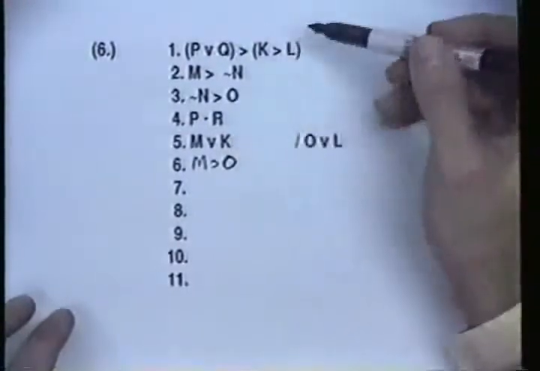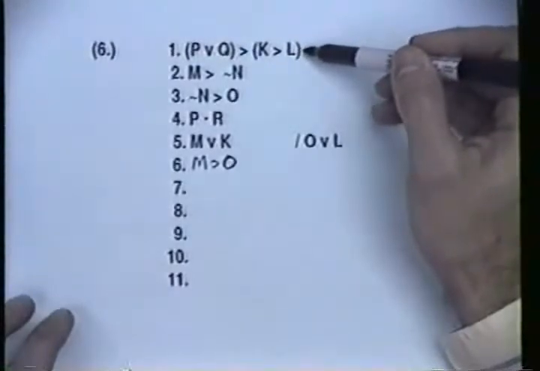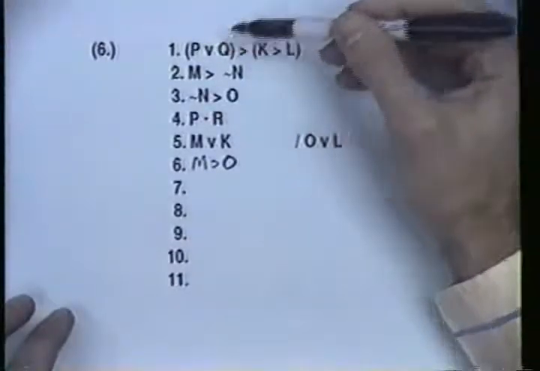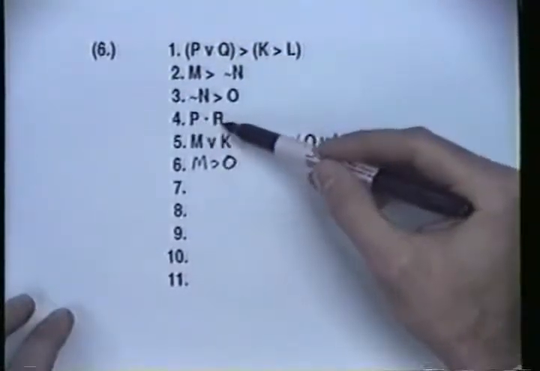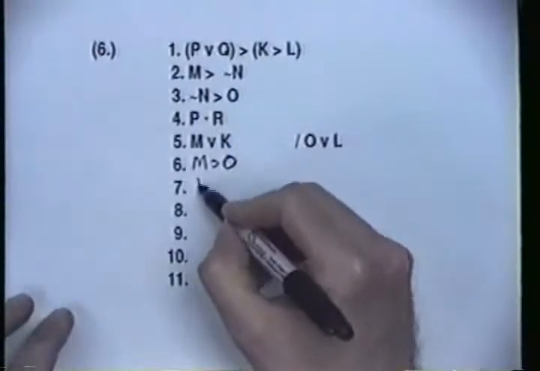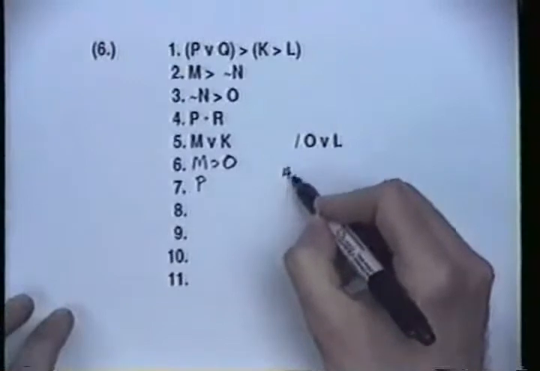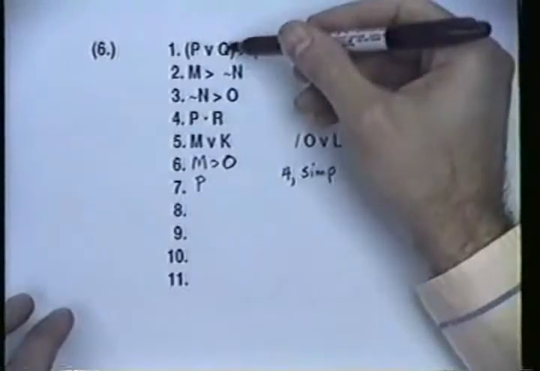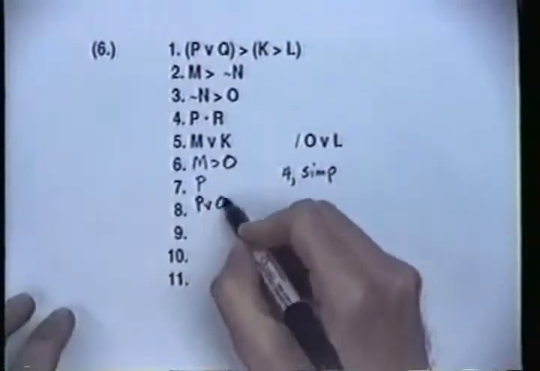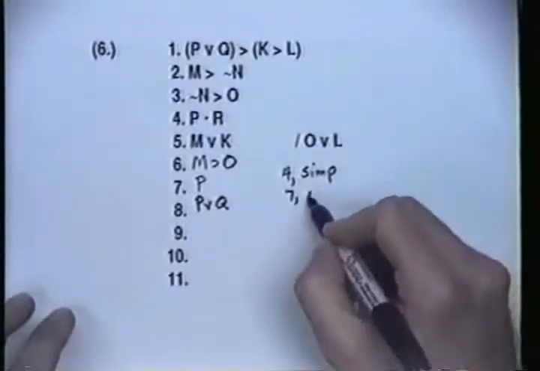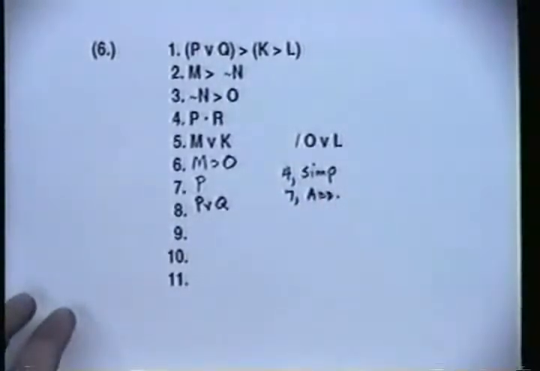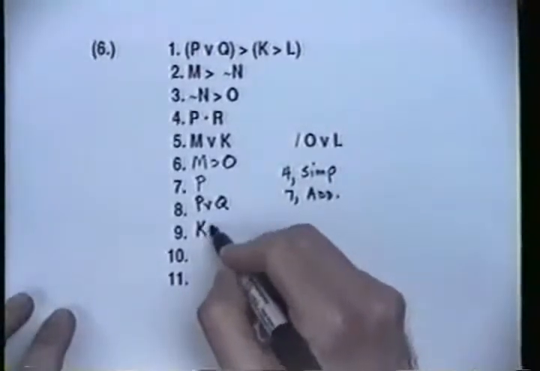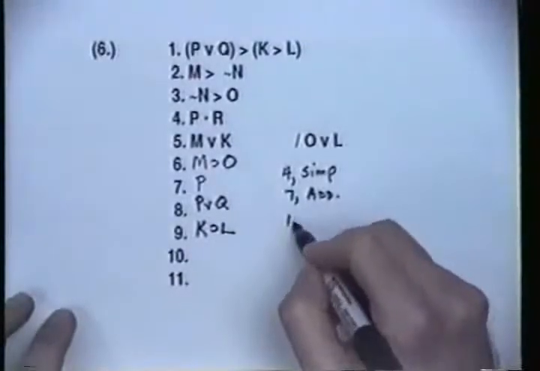If we continue with this strategy, then what we need to do is to get K hooks L out of line 1. We can do that, of course, if we have P or Q. And we already, in a sense, have P. Here it is on line 4. So we need first to simplify and get P out of line 4 so that it stands alone. And then we need to add Q to it. And of course that's easy. From P you can infer P or Q, cite line 7 and the rule addition. Now modus ponens on line 1 and 8 will give us what we were looking for, the K hooks L. That's 1 and 8.